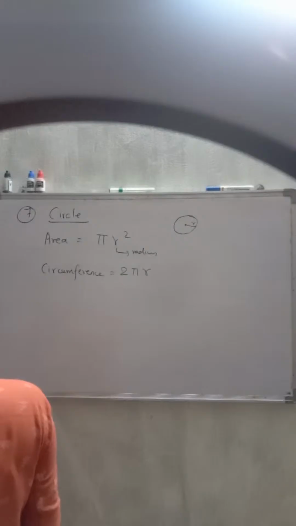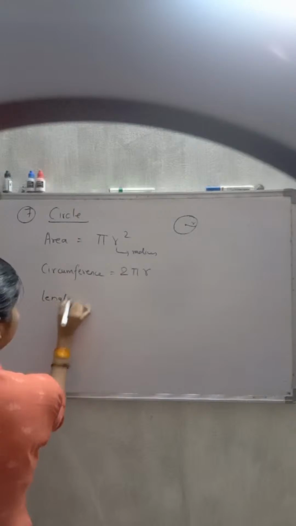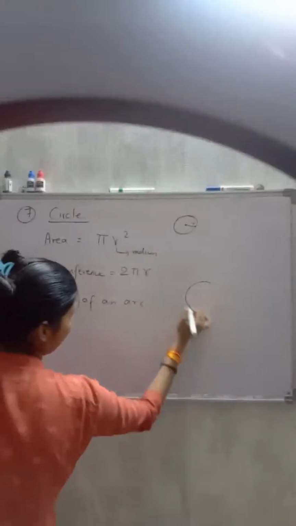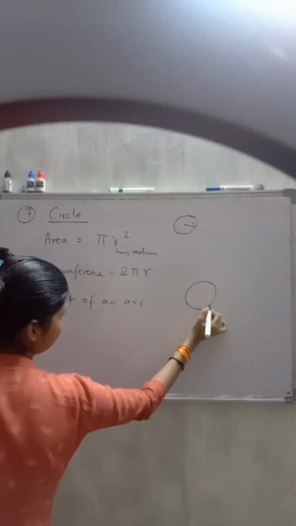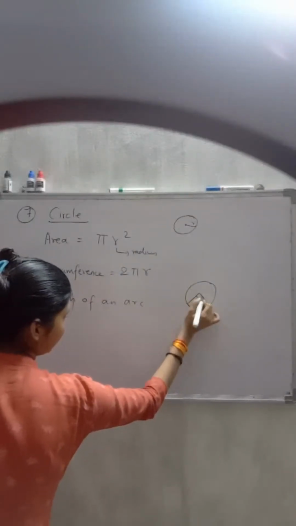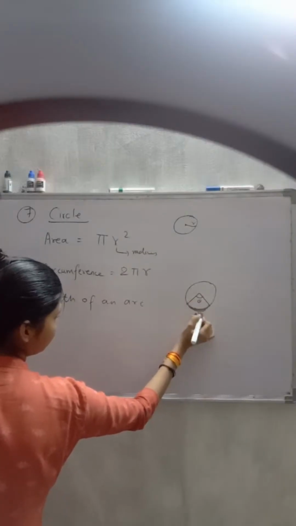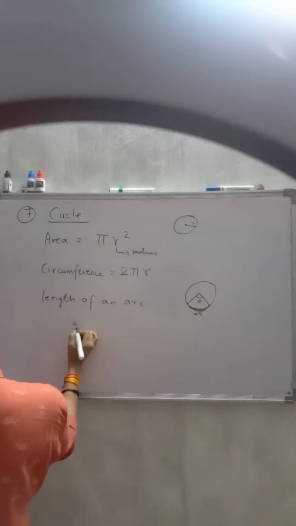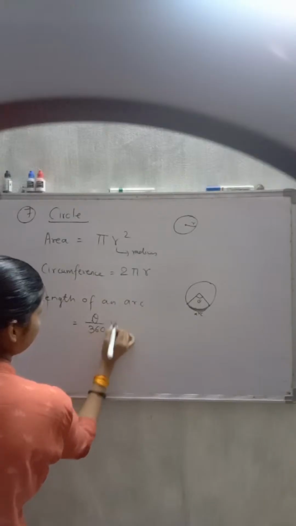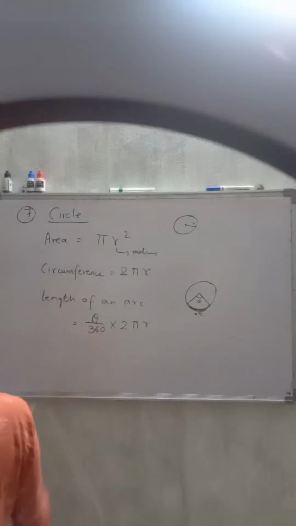Next we have length of an arc. Arc क्या होता है? Arc is a part of circle. Let's say this is the arc forming an angle theta. इसकी length क्या होगी? Length of an arc will be equal to theta by 360 into 2 pi r. This is the length of arc.